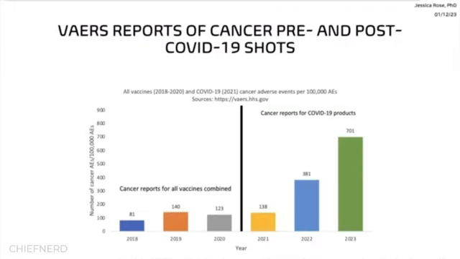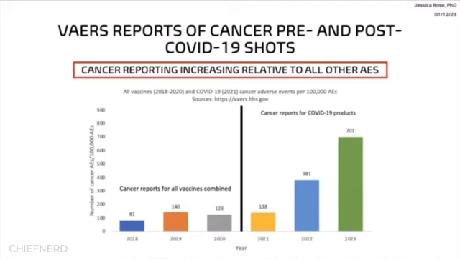Another point of interest here is that if you look at the cancer reports for all vaccines combined in VAERS for the 3 years before the COVID rollout and 3 years after, and only look at the cancer reports for the COVID-19 products, you get a chart that looks like this when you compare them per 100,000 adverse events total. So something very different is going on in terms of the COVID-19 products. And apparently there's an increase in reports when you compare them per 100,000 adverse events.